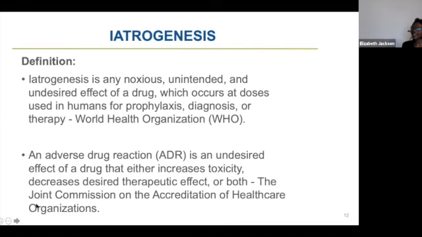Iatrogenesis is defined as any noxious, unintended, undesired effect of a drug that occurs at doses used in humans. And it can be doses for prophylaxis, diagnosis, or any type of treatment. An adverse drug reaction is an undesired effect of a drug that either increases toxicity, decreases desired therapeutic effect, or both. Please keep the definition of ADRs in mind as we go through this presentation. Next slide, please.